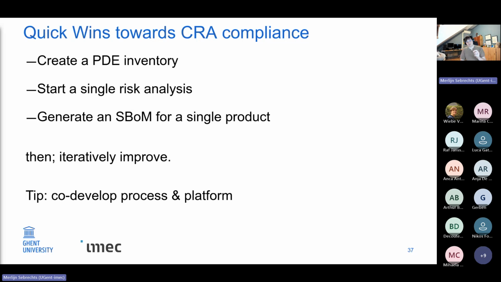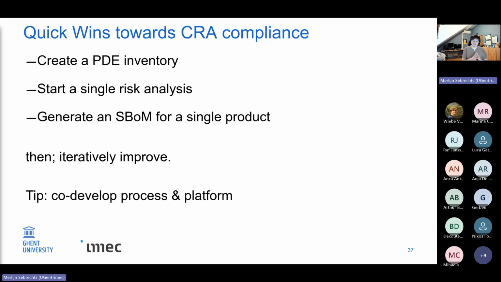What's also important to start with now is to generate an SBOM for a single product. Because depending on which programming language you use and how you pull in dependencies, it will be easier or harder to get a complete SBOM. It's very easy to create an initial SBOM for your code itself, but then including all your dependencies in that might be more difficult.